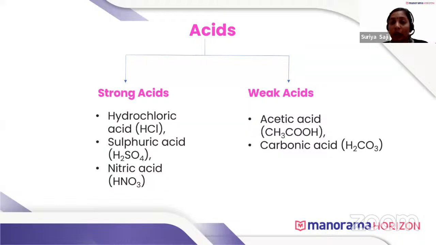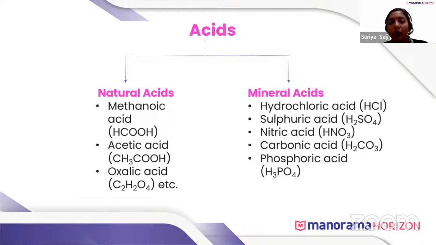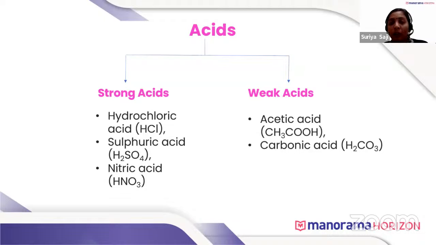So again, we can classify acids into two types, strong and weak acids. Natural and mineral acids is a rough division, and more often we divide acids into strong acids and weak acids. So strong acids include hydrochloric acid, sulfuric acid, nitric acid, etc. In weak acids, we have acetic acid, carbonic acid, benzoic acid, etc. So these all come under weak acids. Carbon-based acids are weak acids compared to strong acids, the mineral acids. So is it understood?